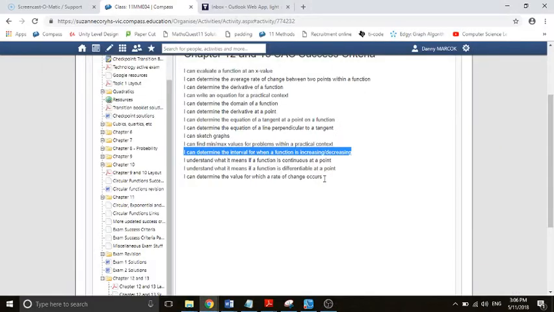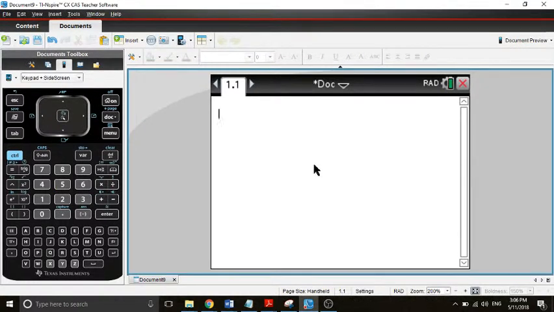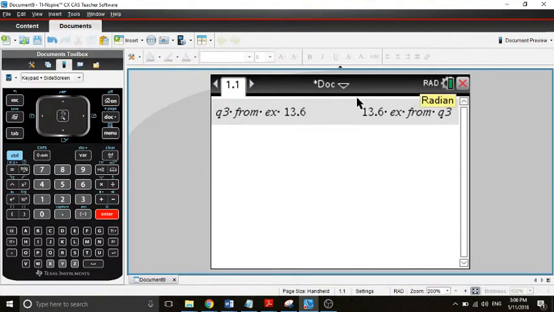Now whoops, that's not CAS. This is CAS. So what we're going to do is have a look at question 3 from exercise 13.6. That talks about the paddock. So we found that with that, we ended up with an area of a paddock.